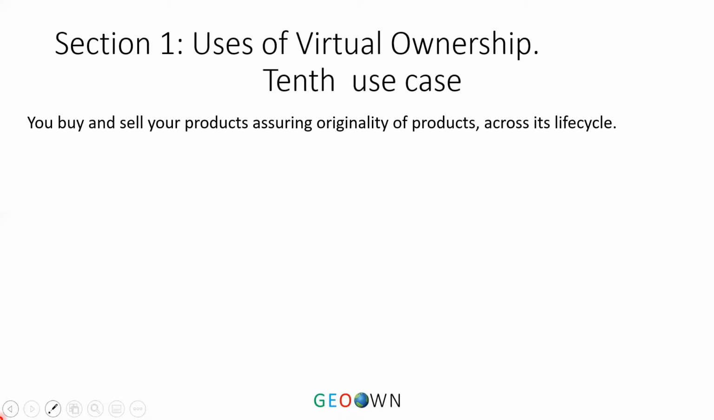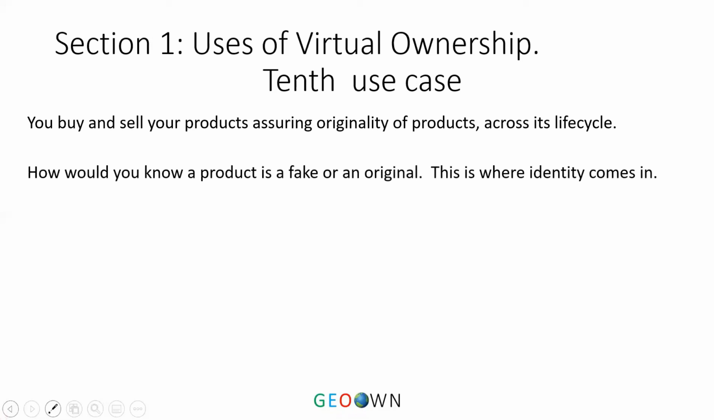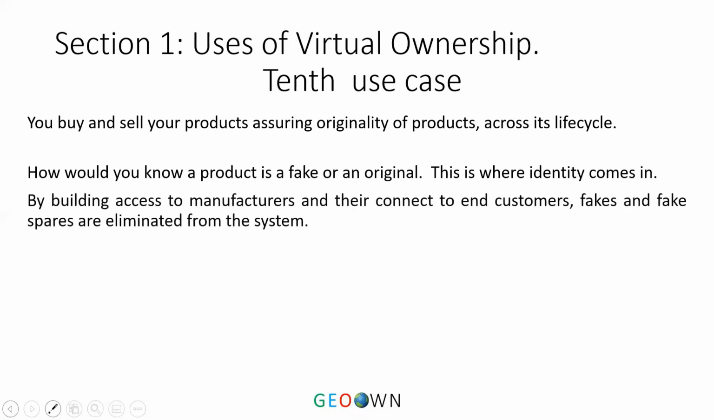You buy and sell your products, assuring originality of a product across its life cycle. How would you know a product is fake or original? This is where identity comes in. By building access to manufacturers and their connect to end customers, fake spares are eliminated from the system.